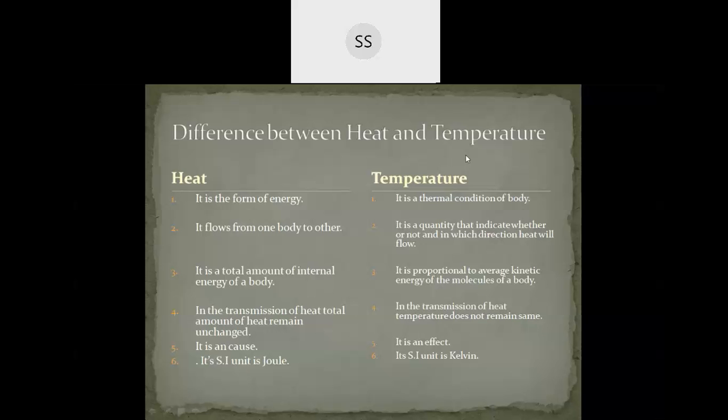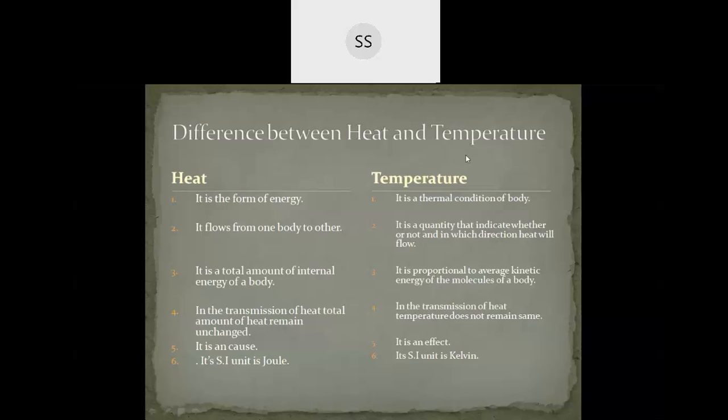In the transmission of heat, temperature does not remain the same. Temperature is the quantity which indicates in which direction heat will flow, right? So if heat is transferring from body A to body B, then the temperature of the first body will decrease and the temperature of the second body will increase. So temperature does not remain the same. It will change with the transmission of heat energy.